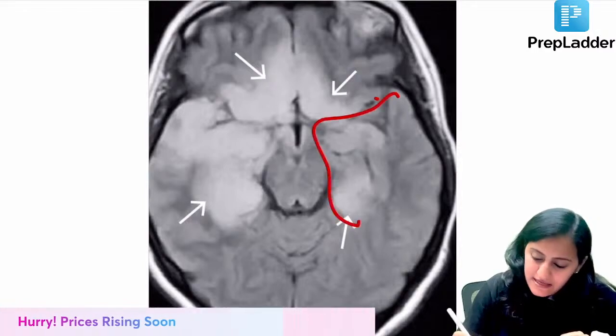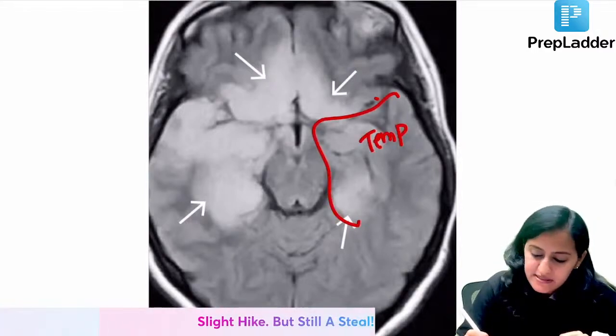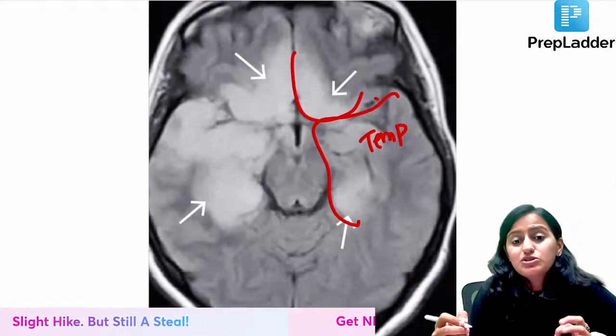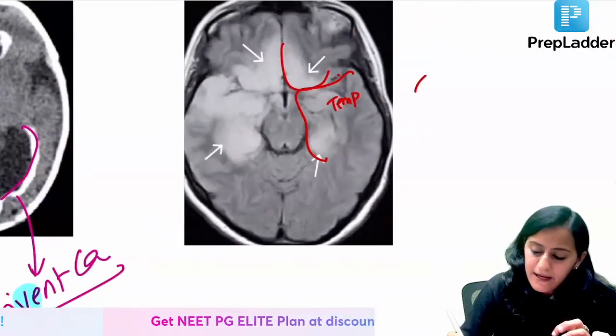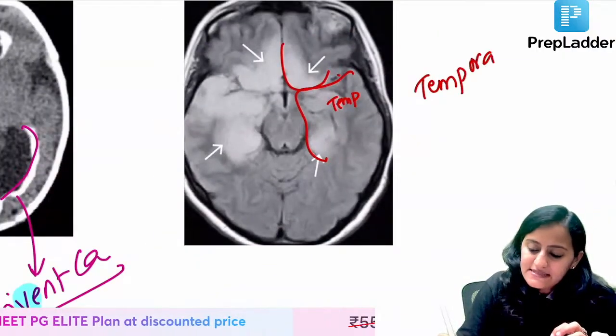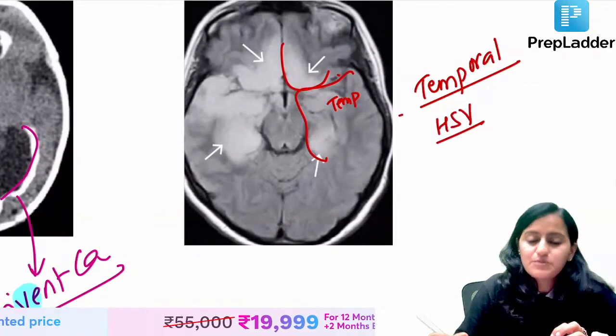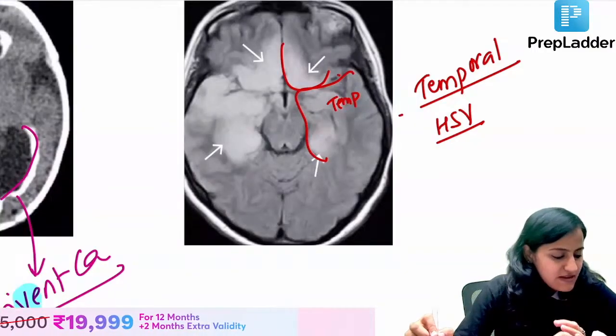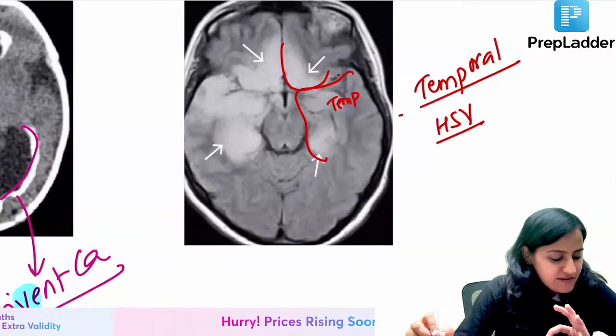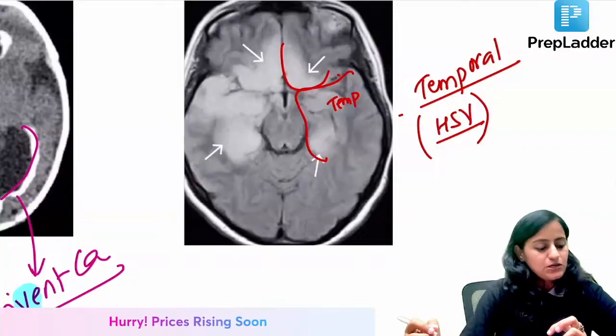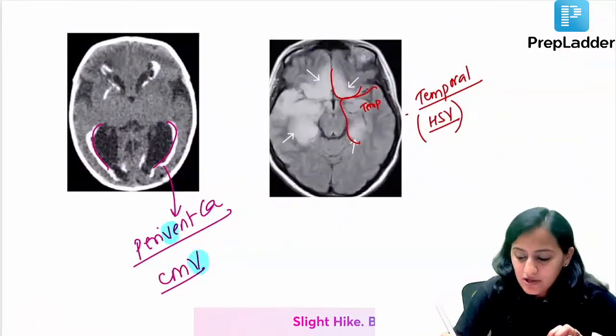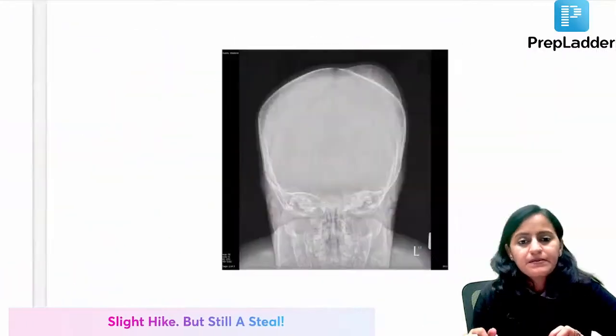What lobe of the brain is this? This is temporal lobe. This is the basifrontal lobe. Right? So if the temporal lobe is affected, temporal lobe encephalitis, it is HSV encephalitis. Very, very important. HSV encephalitis. Okay? Temporal lobe is HSV encephalitis. Which HSV? HSV1. Okay?